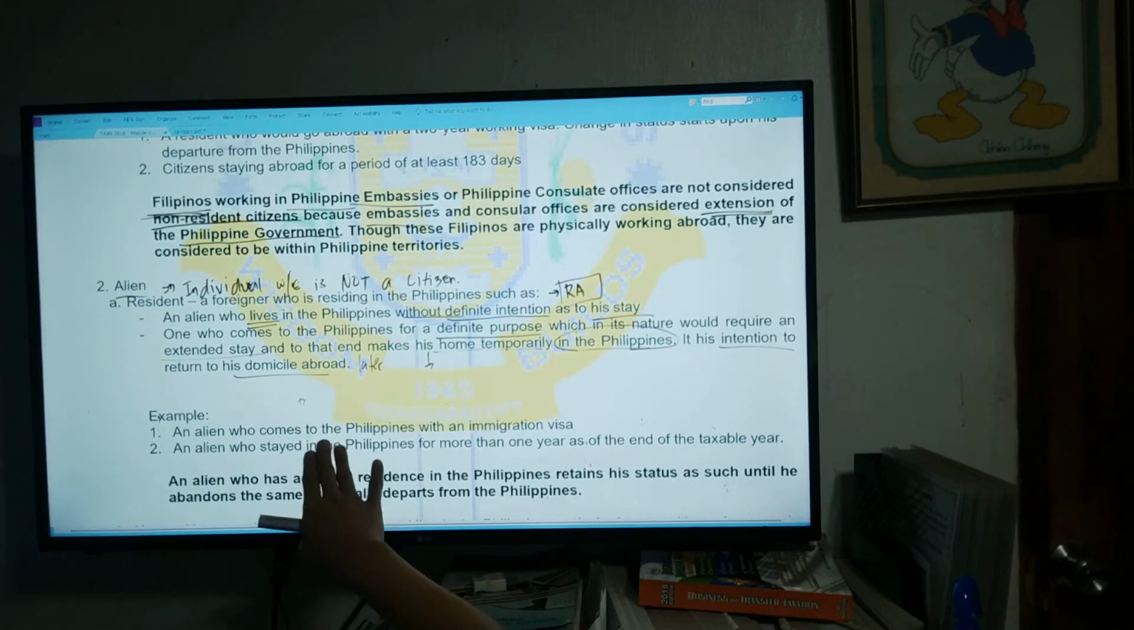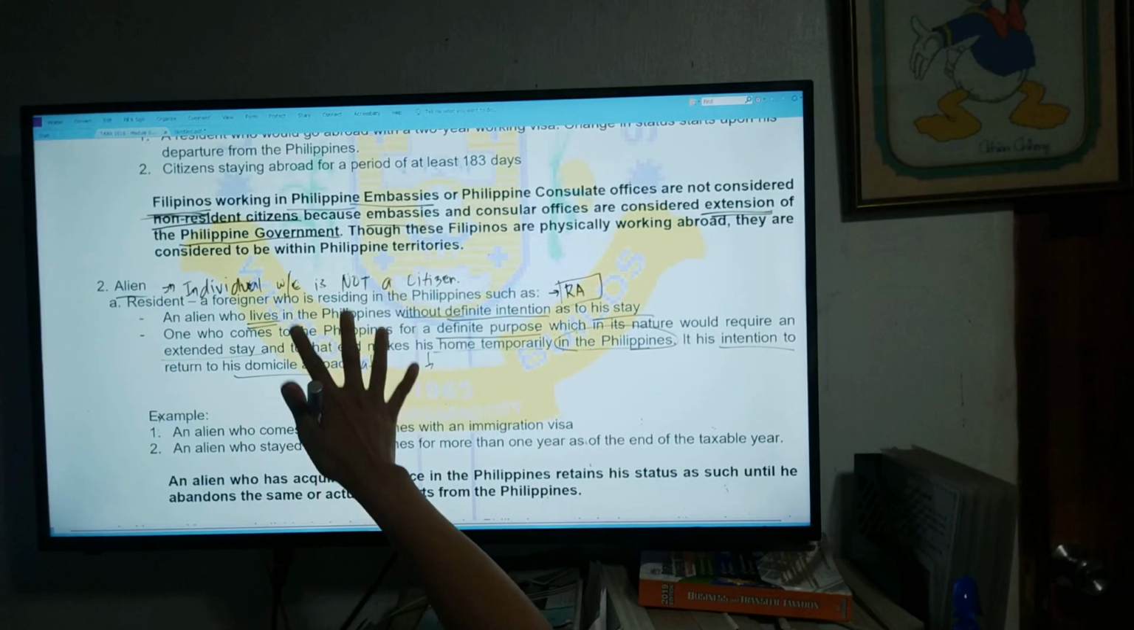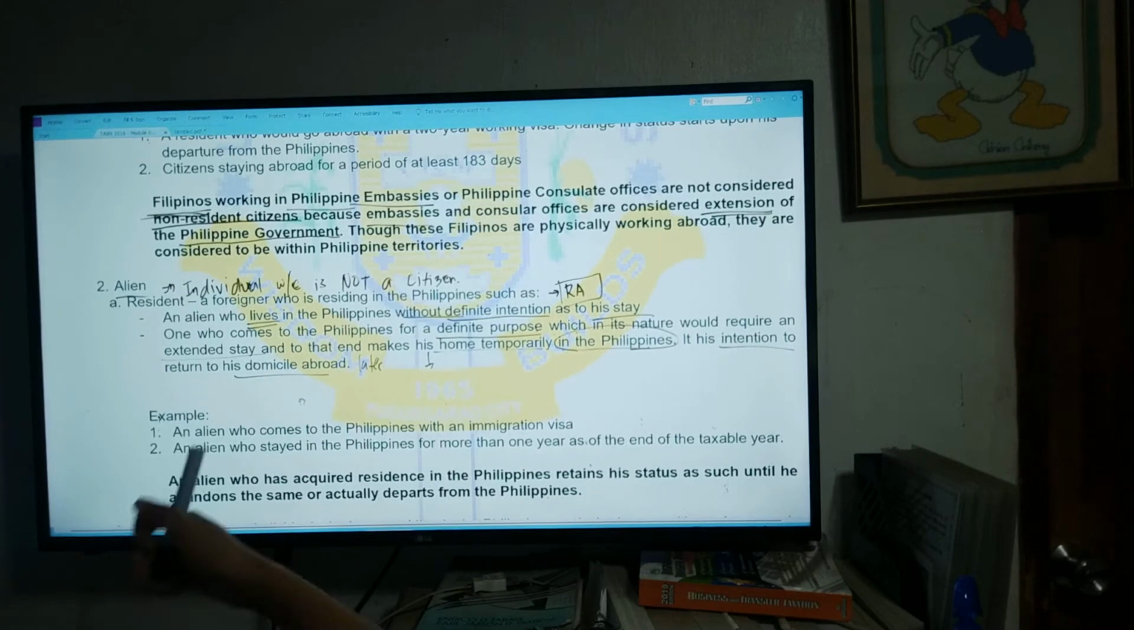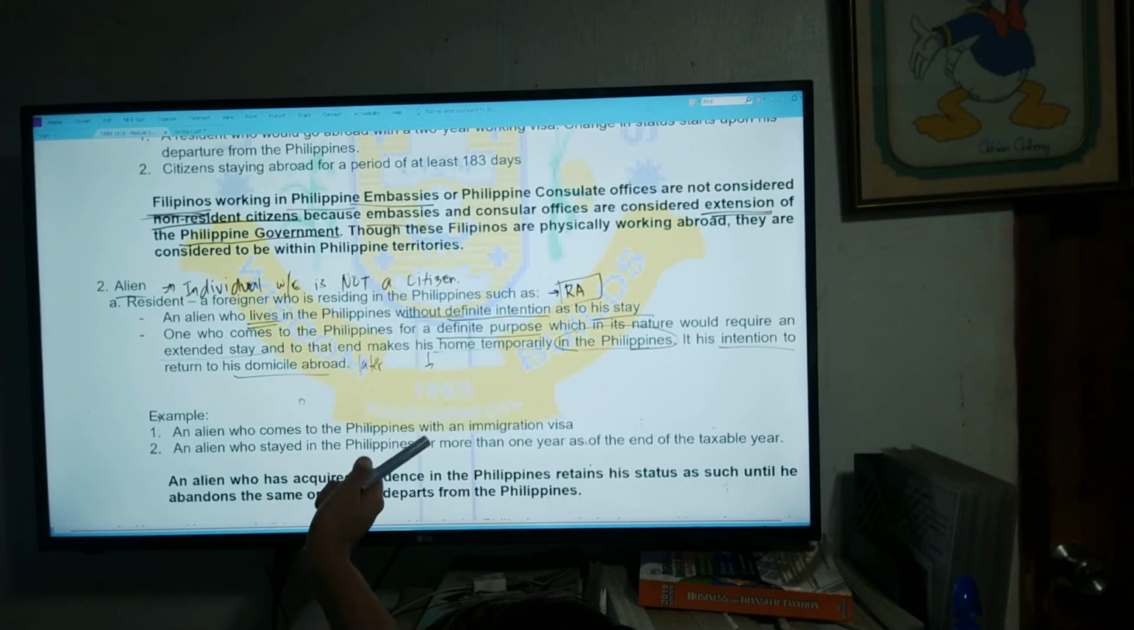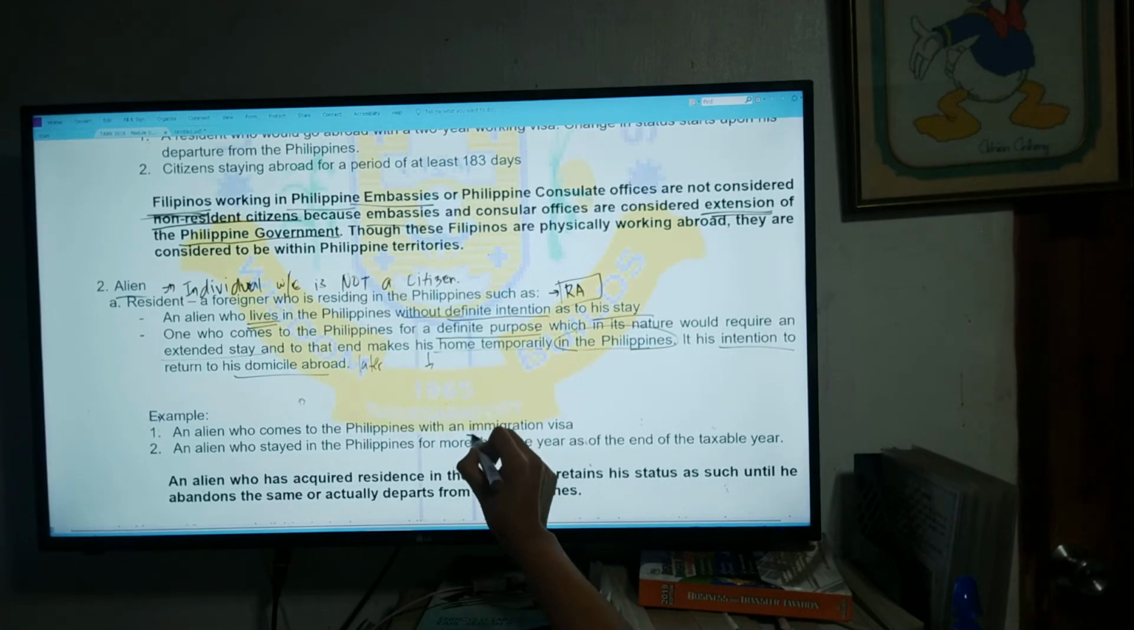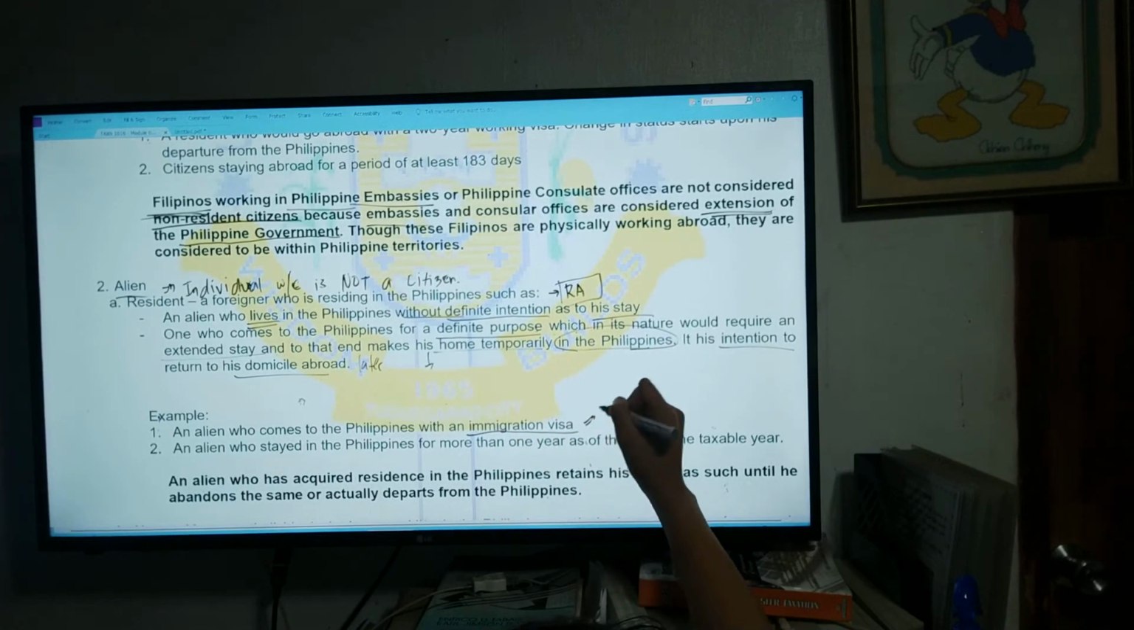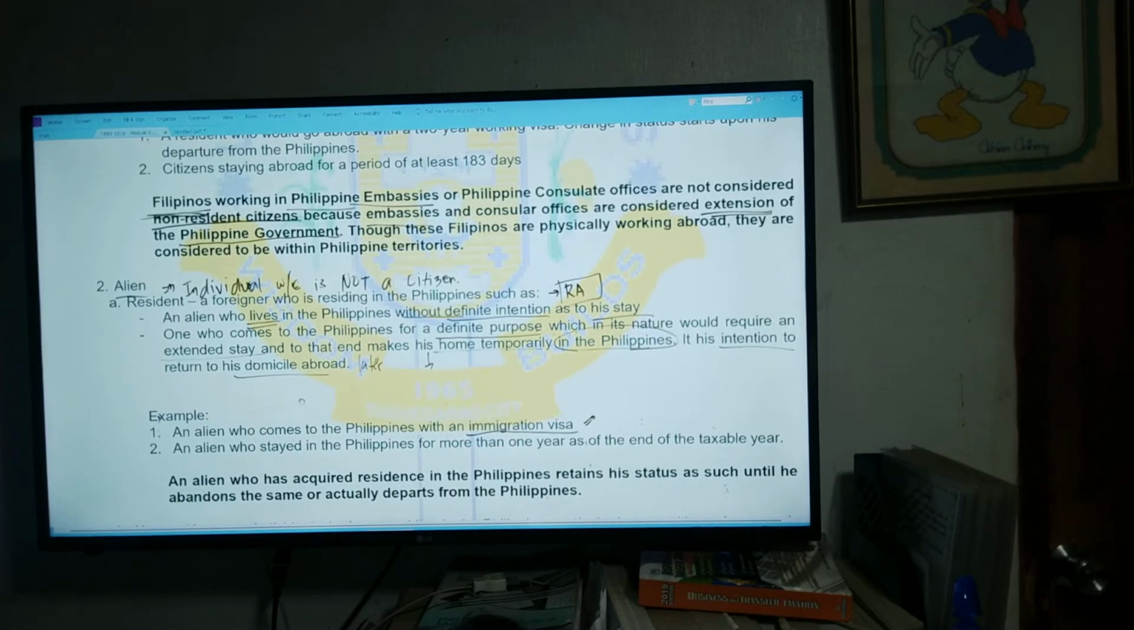Okay, so yun yung example. Yun yung definition ng isang resident alien. Example would be an alien who comes to the Philippines with an immigration visa. So, nakalagay talaga sa visa nila that they are migrating here in the Philippines. They have the intention to reside here in the Philippines indefinitely or in permanence without losing their citizenship.